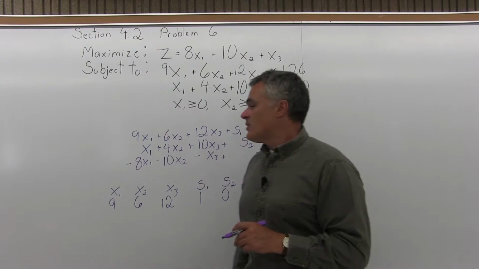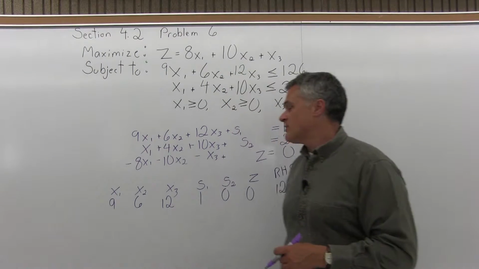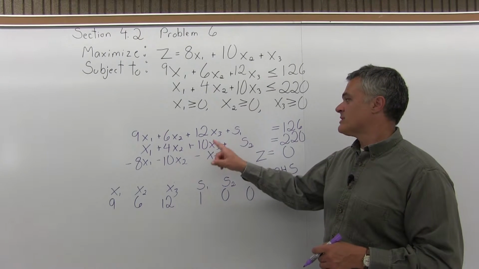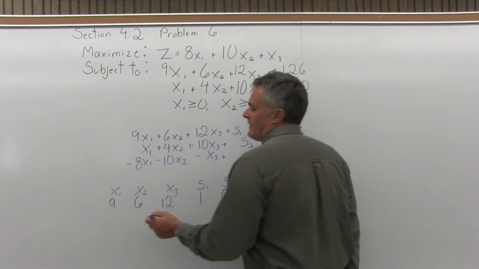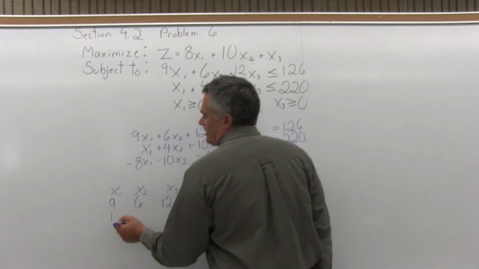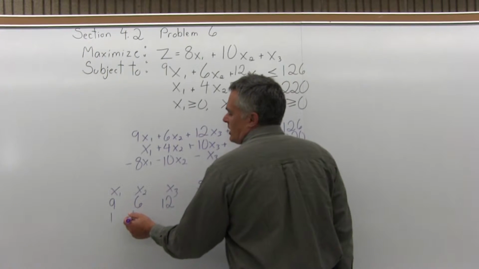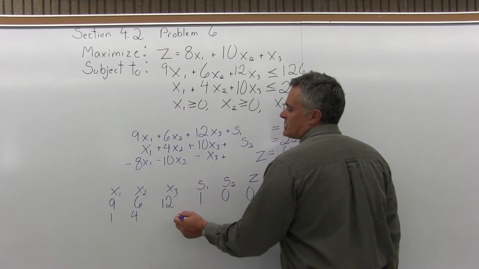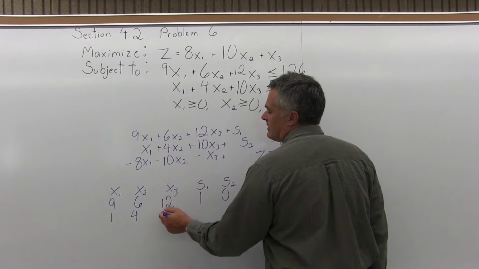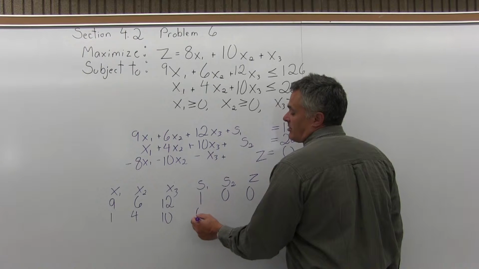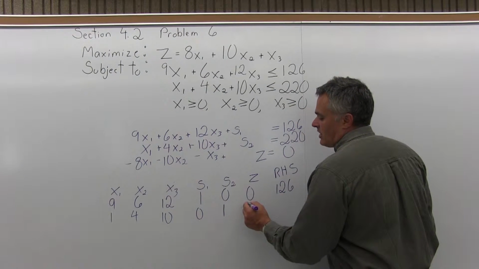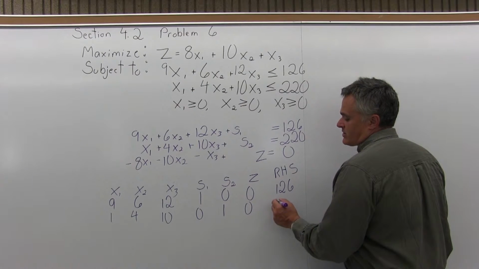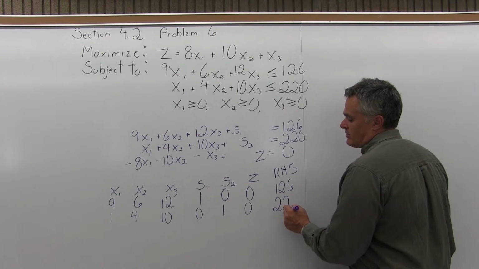Now, the second equation is going to become the second row of my matrix. The second equation is x1 plus 4x2 plus 10x3 plus s2 equals 220. In the x1 column, I put a 1. In the x2 column, I put a 4. In the x3 column, I put a 10. In the s1 column, I put a 0. The s2 column, I put a 1. The z column, I put a 0. And the RHS column, or right-hand side column, I put a 220.